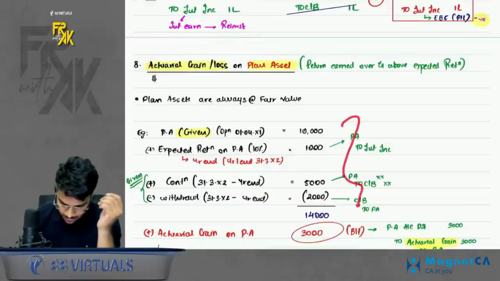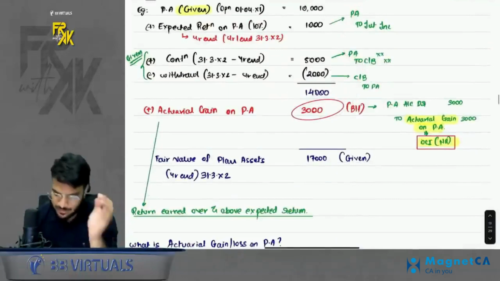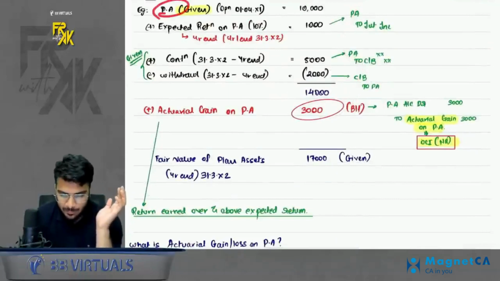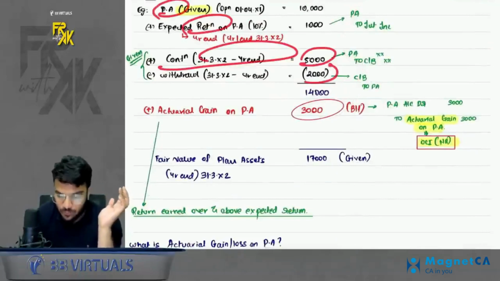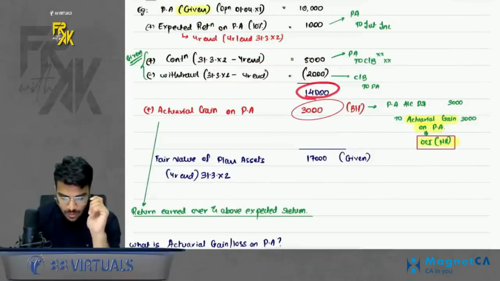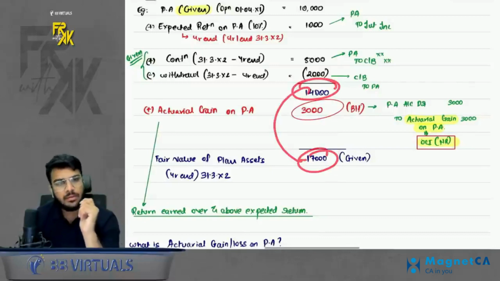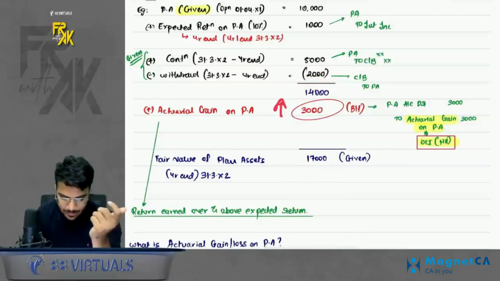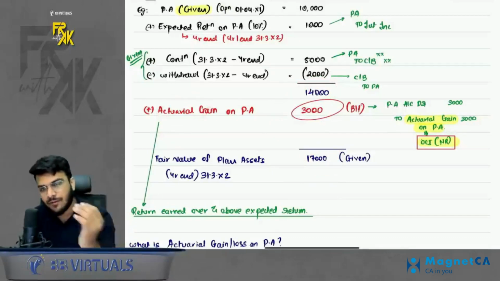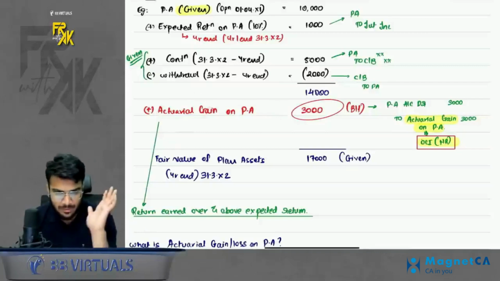Okay. So it is given here. So how do we find this? When you do plan asset plus expected return plus contribution minus whatever you withdraw, you will get a certain amount. The closing figure will be given, and this amount and the closing will not match. So just see, if your asset is increasing, then you have earned more than expected. If your asset is decreasing, you have earned less than expected.